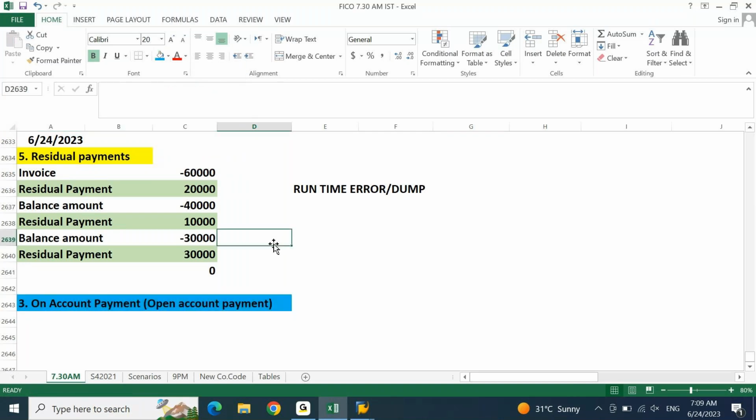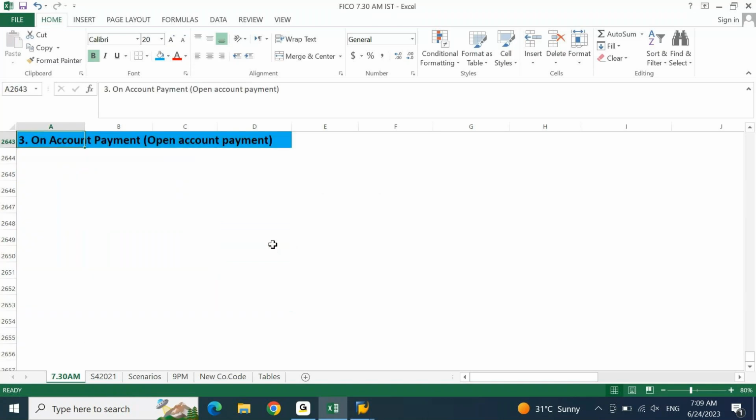Normally, when you talk about on account payment or open account payment, here we are talking about issuing a payment to a vendor, not in the advance form. It's not an advance payment or a down payment. This is just a normal payment, but we do not represent any invoice reference to it. Any payment made without any reference is called on account payment.